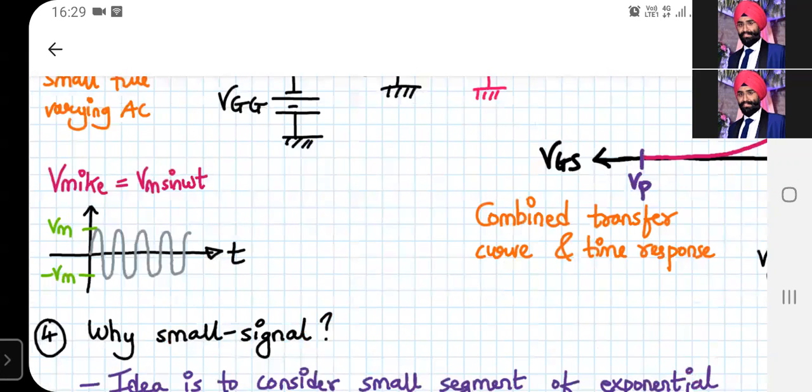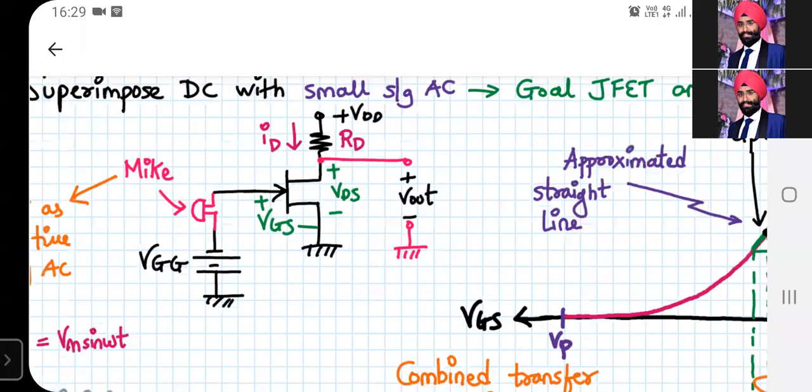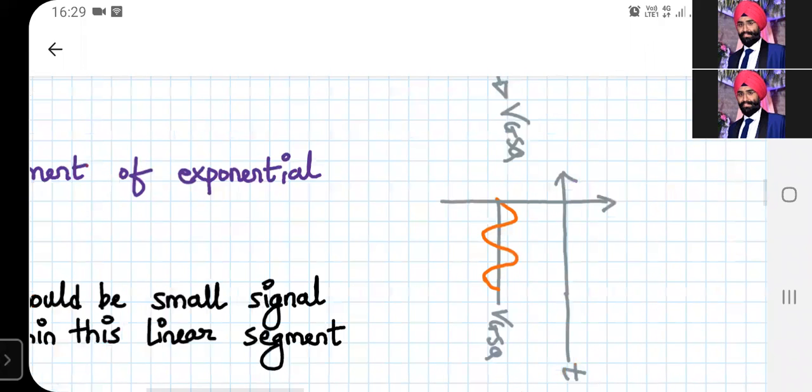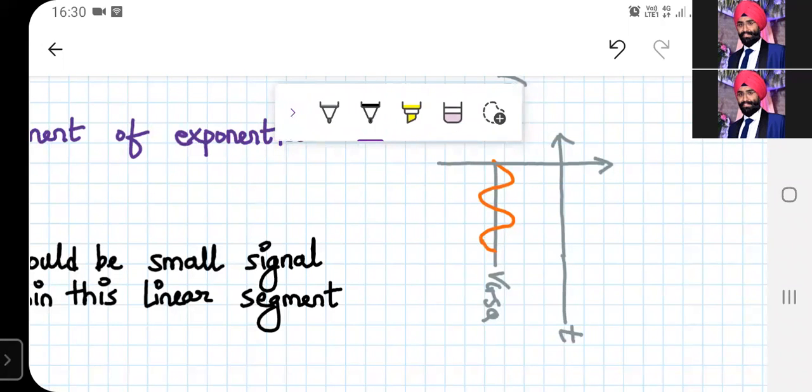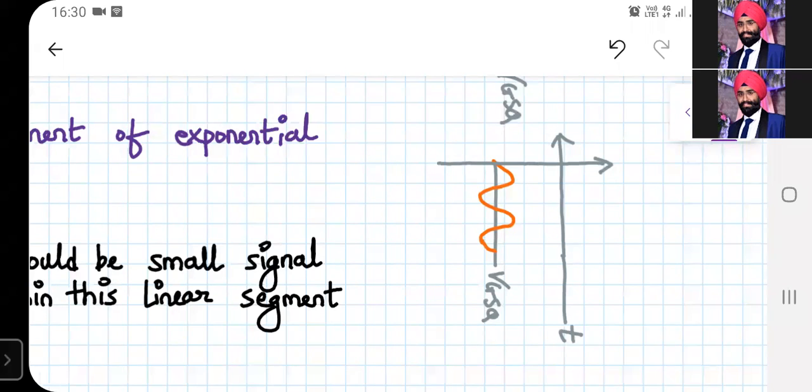We have to rotate 90 degrees. And see, we don't only have a mic signal, we have a VGG also. So if I draw that, now concentrate on this. Can you see this curve? This is your curve for Vin, basically. This is your DC plus AC. This line over here, the orange color curve, is my mic signal. And what is that line which you see over there? This is a VGSQ. This line over here is the DC quantity. This is the DC value.